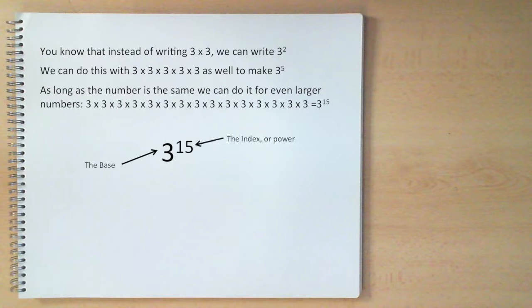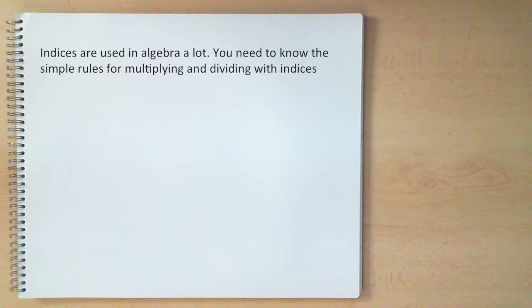So the 3 is called the base, and the 15, the number that goes up in the top right hand corner, is called the index or power. There are, well, let's say 6 rules that we have to learn in order to be able to use indices and powers correctly. You will use indices quite a lot, so we need to make sure that we can do the very simple things with them very easily.